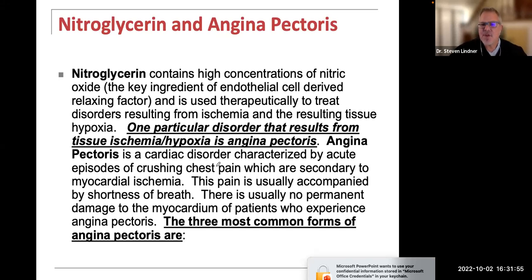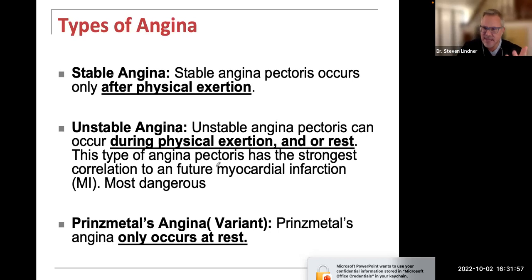Now, there are three different forms of angina. There's stable angina, unstable angina, and variant angina, which is called Prinzmetal's angina. Now, stable angina pectoris occurs only after physical exertion. The person mows the lawn, they take out the garbage can that's heavy, and then all of a sudden they're getting chest pain. That's pretty predictable, right?